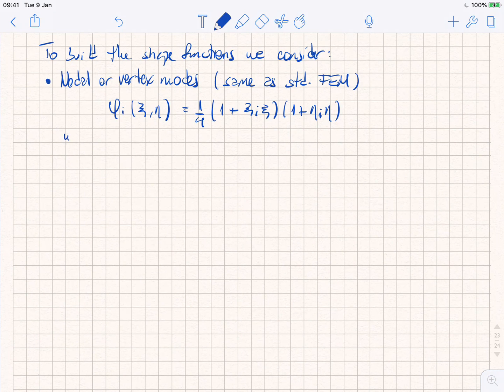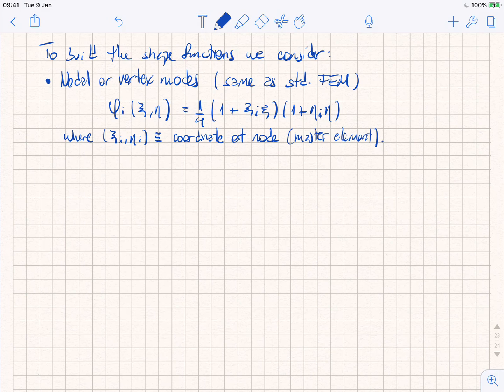Just to complete here, where psi_i and eta_i are the coordinates of the node in the master element.